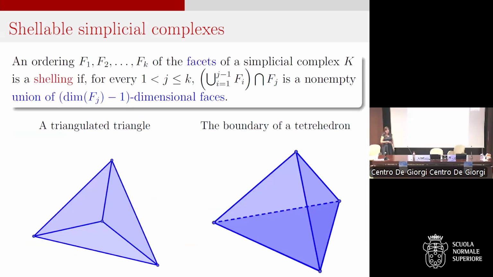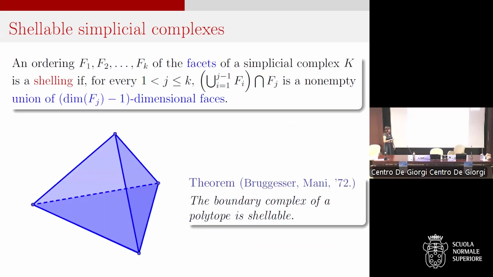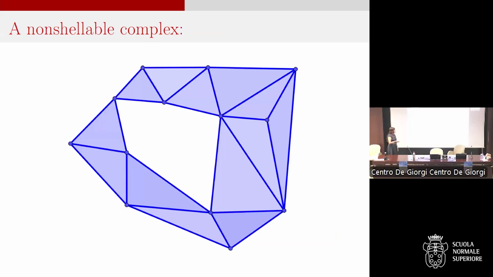Okay, let's take a look at an example. For example, a triangulated triangle is shellable. We put a triangle, we put another triangle. Intersection is codimension 1, right? It's just an edge. We put a third, again codimension 1, nice. And we can go for a tetrahedron 1, 2, 3, and put a fourth, again, nice. They're shellable. And there's a general statement. It was proved, it's a nice result, that the boundary complex of a polytope is always shellable. Okay, so why am I mentioning it now?